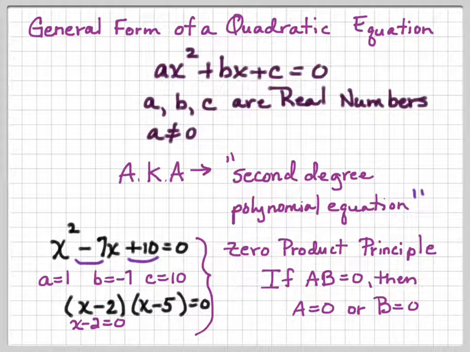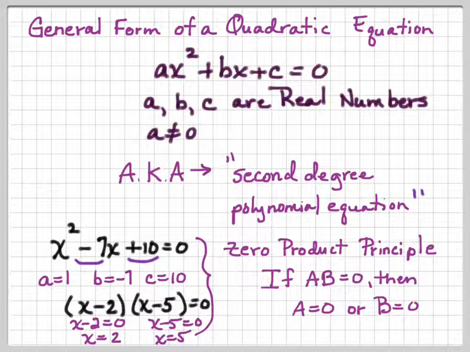So we're going to set each one of our factors, and our factors in this equation are x minus 2 and x minus 5, equal to 0. So x minus 2 equals 0 yields x equals 2. X minus 5 equals 0 gives us x equals 5. So our two roots, our two solutions to this, are x is 2 and x is 5.